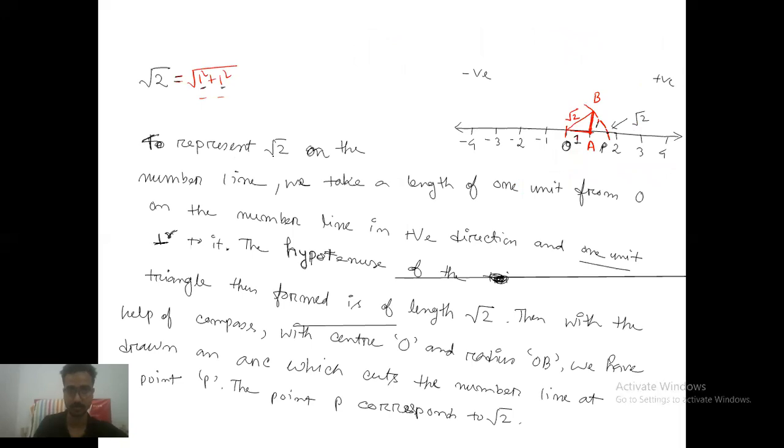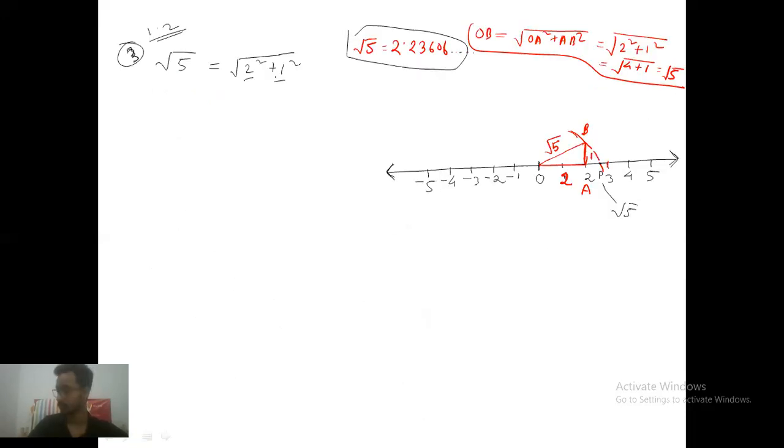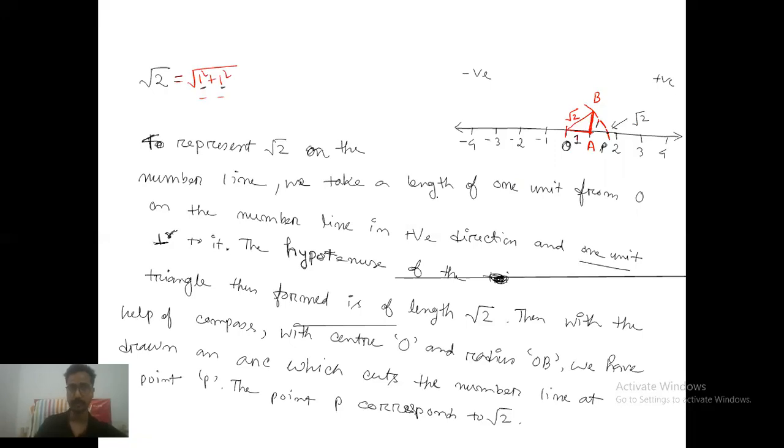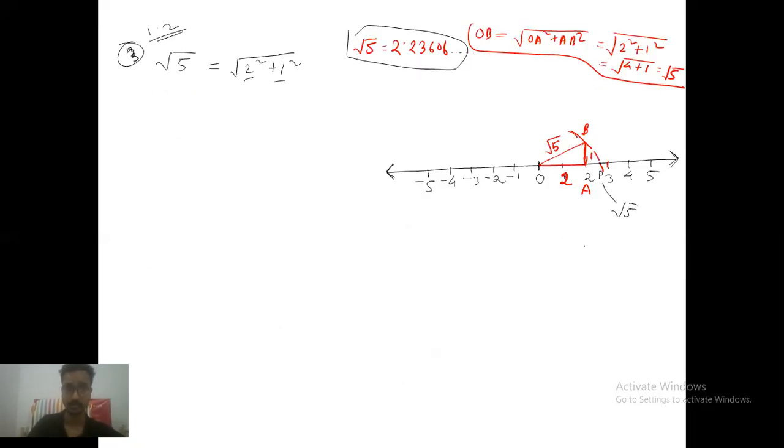To represent root over 5 on the number line, same. We take a length of, here it will be how much? 2 units, because here it is 2 units. So write down: we take a length of 2 units from O on the number line in positive direction and 1 unit perpendicular. Here also the perpendicular, that means this one is 1 unit.